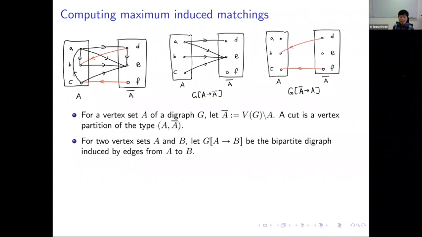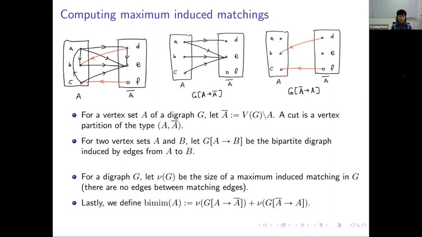For two vertex sets A and B, we denote by G[A to B] the bipartite digraph induced by edges from A to B. We remove all the other edges. For a digraph G, we denote by nu of G the size of a maximum induced matching. Induced matching means a matching where there are no further edges between the matching edges. Lastly, we define the function bi-mim of a set A to be the sum of nu of G[A to A bar] and nu of G[A bar to A].